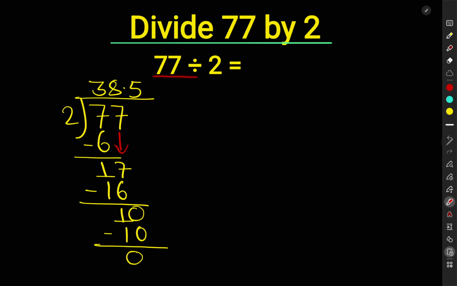So 77 divided by 2, we get 38 decimal 5.